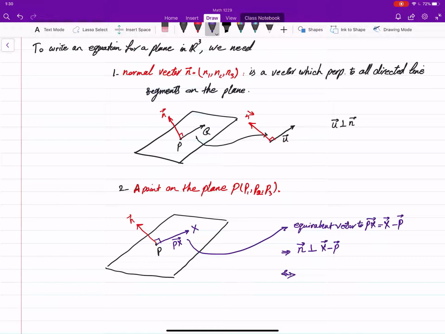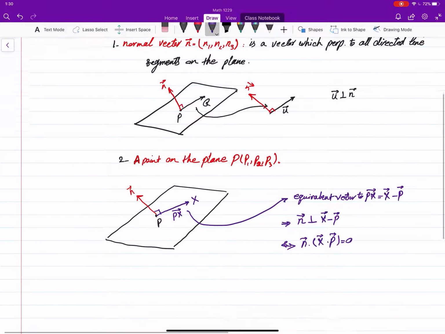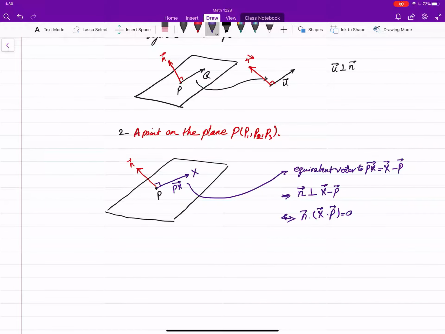The orthogonality test says that two vectors are orthogonal if their dot product is 0. And that is exactly how you find the equation for the plane. In other words, this gives you an equation. It's called the point normal form equation. It is basically n dot (x minus p) equals 0, where n is n1, n2, n3.